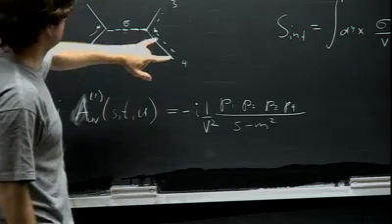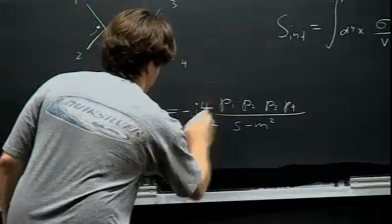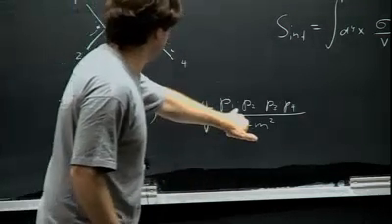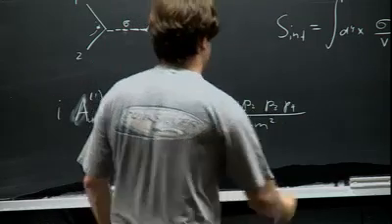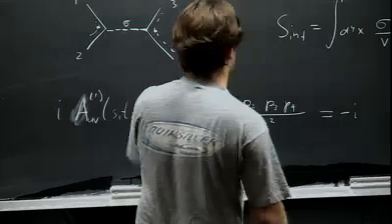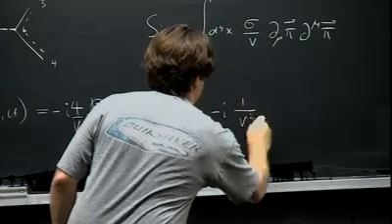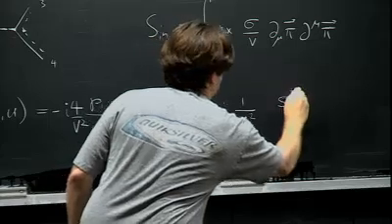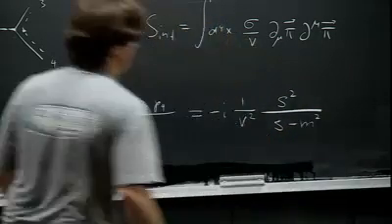And then we also had 2 options here, 2 options here, so we actually have a factor of 4. And this guy, again, is s over 2. This is s over 2, so we get an s squared over 4. So we get minus i, 1 over v squared, s squared divided by s minus m squared.